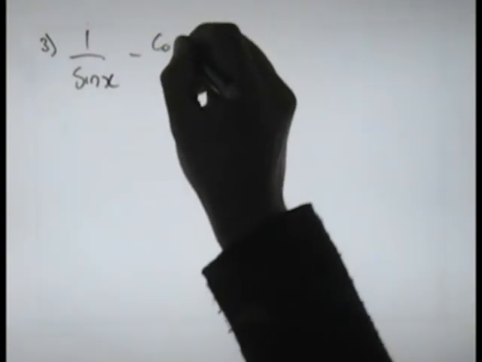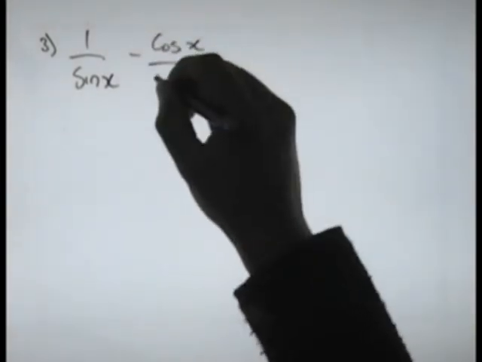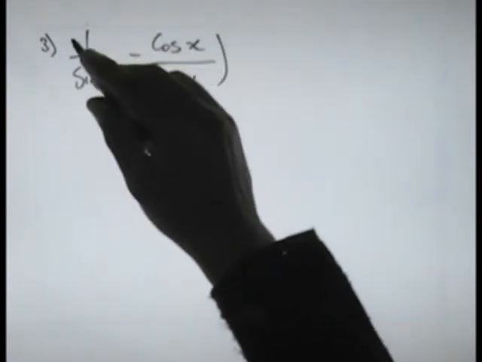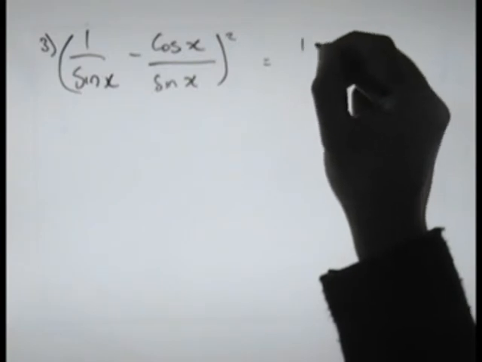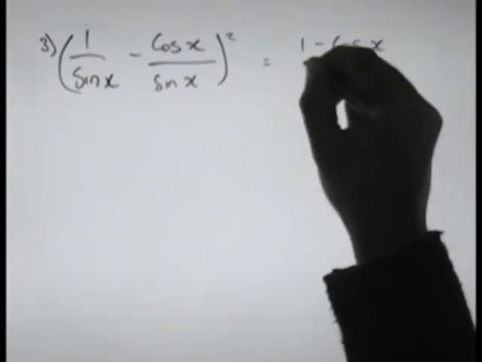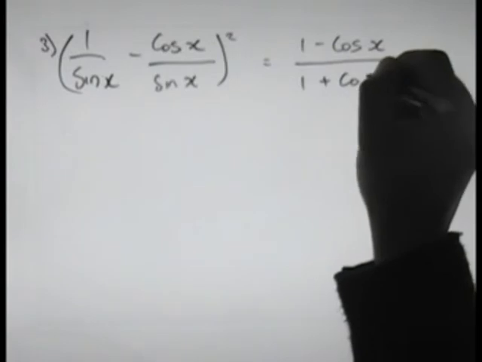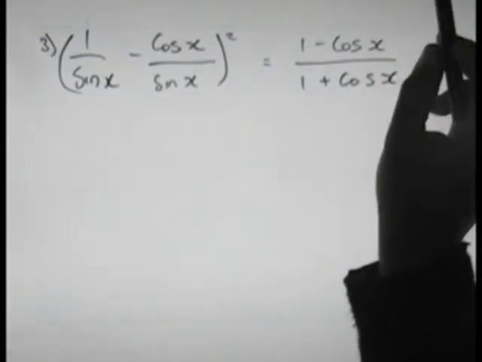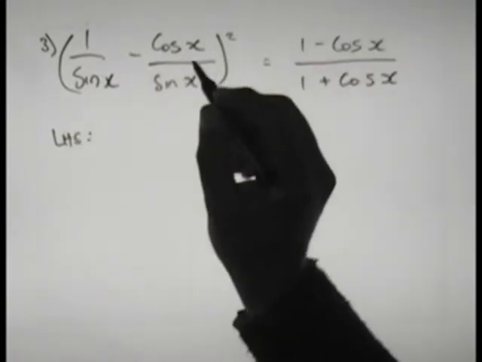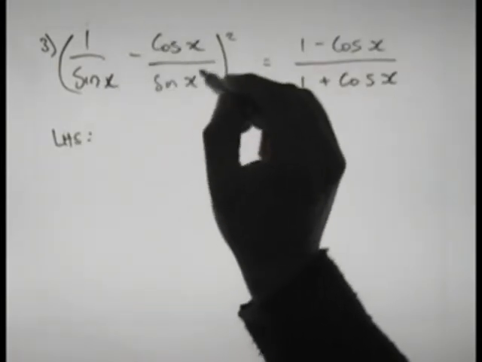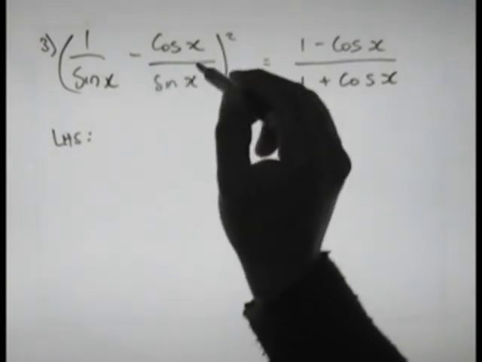The next one we're looking at reads 1 over sine x minus cos x over sine x, all of that squared, and we need to prove that it's equal to 1 minus cos x over 1 plus cos x. I would suggest we start with the left hand side again. Now the left hand side does look like a bit of a nasty one.